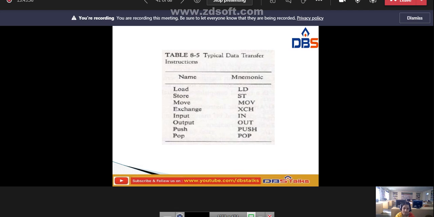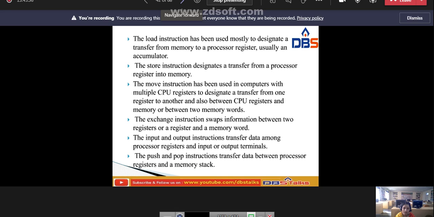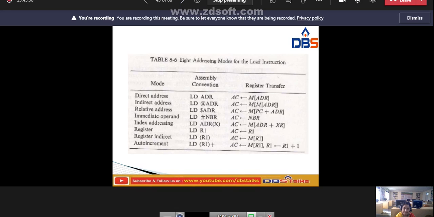Here we have the eight addressing modes and the actual transfer in each case. So this is the direct address. In this, ADR stands for an address, direct address.